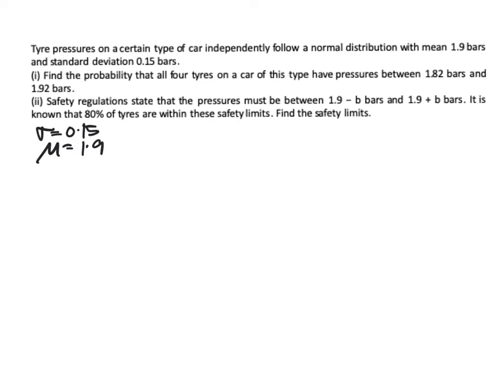Whenever you have a question, always start with the bell curve. It doesn't have to be accurate, but this curve helps us to understand where this information lies, and then it's easy for us to find out. Find the probability that all four tires on a car of this type have pressure between 1.82 to 1.92. Since mu is 1.9, which is the mean, we have standard deviation, which is 0.15.